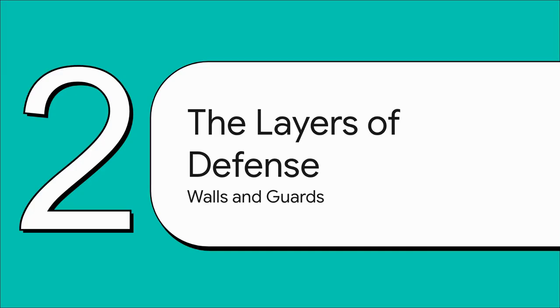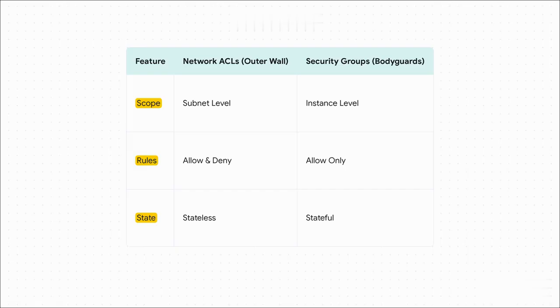And look, a good fortress never ever relies on just a single wall. It uses layers, defense in depth. In AWS, our two main layers are network ACLs and security groups. So let's break down how they work together. Let's really dig into these two because they're different.